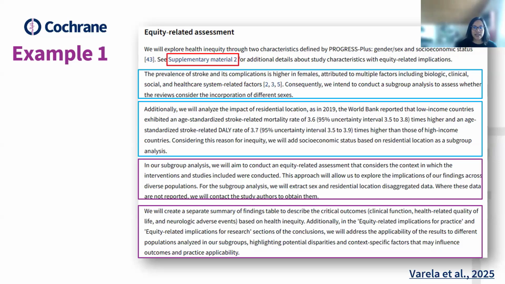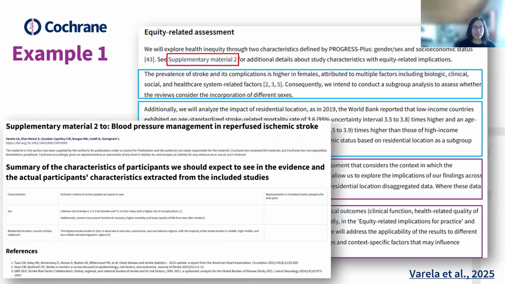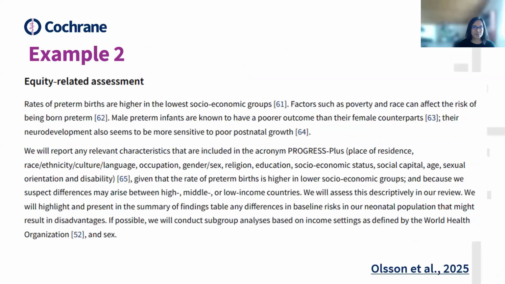And finally, the authors opted to use a supplemental table as part of their equity considerations. The table describes the population authors expected to see in the evidence, and after conducting the review, the actual representation authors observed in the included studies. A template for this table is available in the supplementary files of the intervention review template.